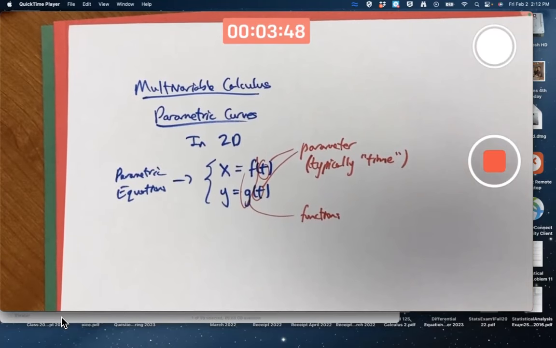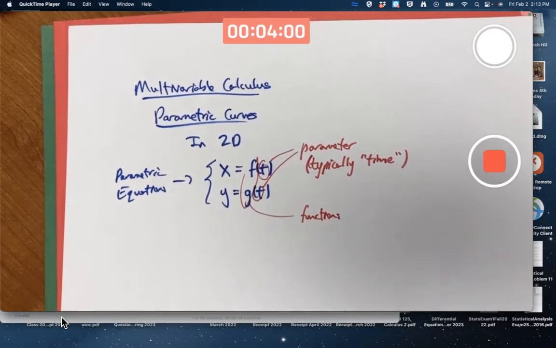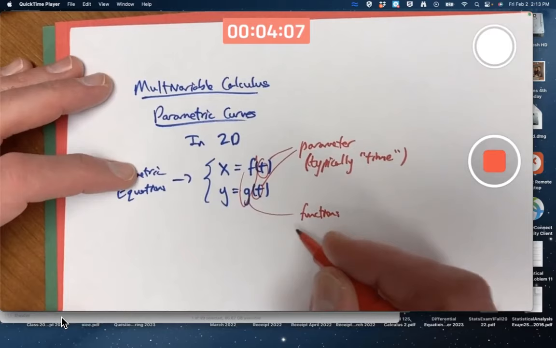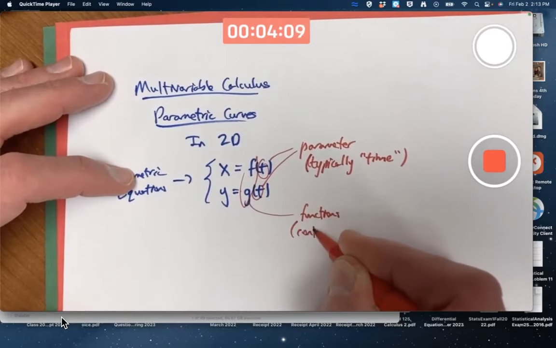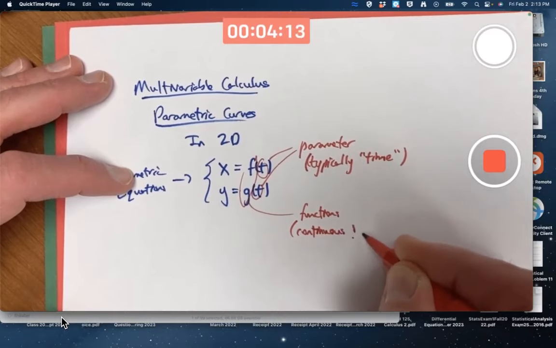Trig functions, cosine and sine, are common. They could be exponential functions. That comes up in differential equations, for example. Exponential growth or exponential decay, or maybe one of these is exponential growth and one's exponential decay. There's lots of different functions they could be, but in the abstract, you just want them to be typically continuous and hopefully even also differentiable.